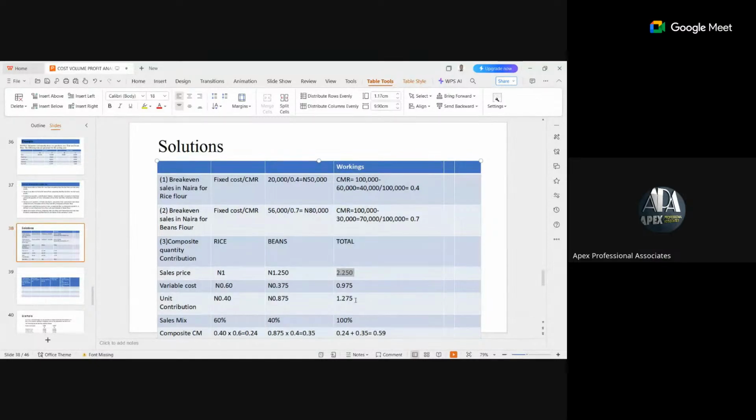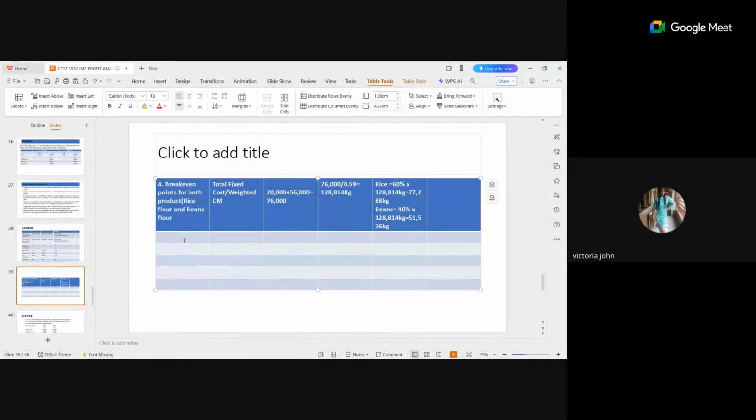The unit contribution, you know, contribution is selling price minus variable cost. Now, contribution margin ratio is selling price minus variable cost divided by what? By selling price. So now, since we have the contribution already in form of total here, what will now be the contribution margin ratio? So 1.275 divided by 2.250. Very good.